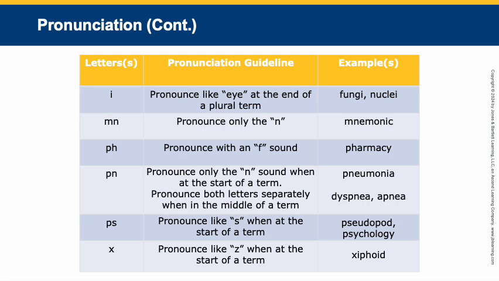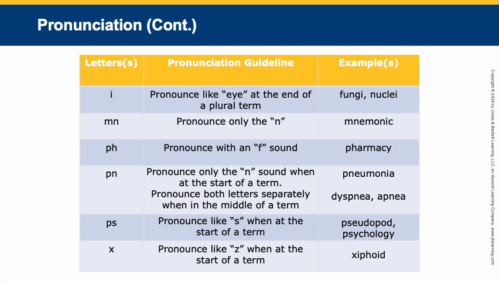One that I really want to talk about is the PN. So you pronounce only the N sound when it's at the start of a word. You pronounce both letters separately when it's in the middle of a word. Okay, so for example, it's at the beginning of pneumonia, so you only do the N. You still spell it with the PN, but you only say pneumonia.